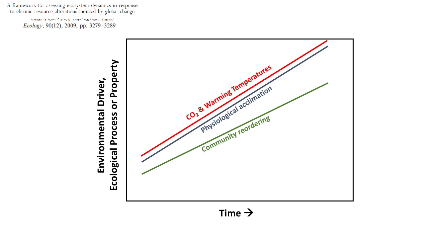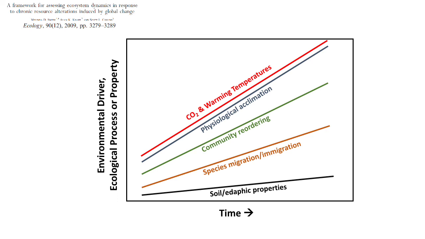Community change is going to be a slower process. It requires the death of some species and the increase in others. Species dispersal, migration, immigration is a process that operates on a slower time scale, and probably is not going to be able to keep pace with changes in CO2 and temperatures. And then, of course, what I just mentioned, soil edaphic properties are likely to change most slowly. When we think about the past, these different processes and drivers were pretty close to each other in this diagram. Today, they're probably much further apart, out of equilibrium or mistimed, in essence, with regard to how much they're changing in response to these drivers.